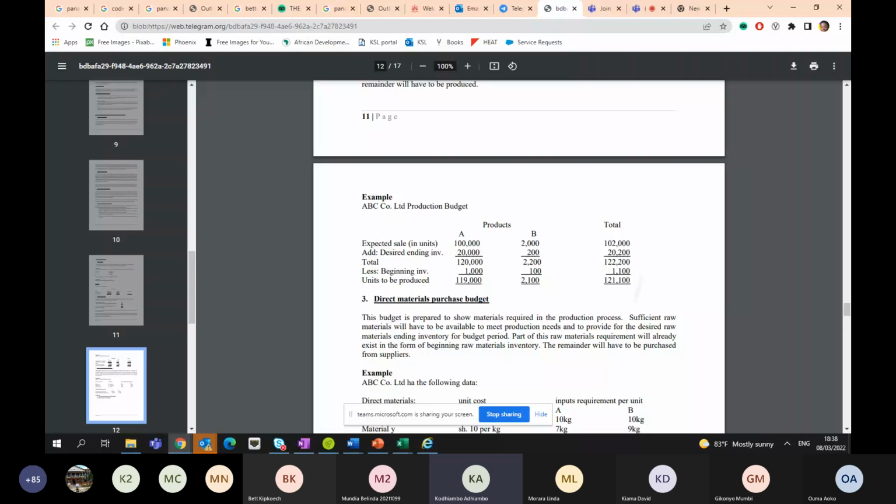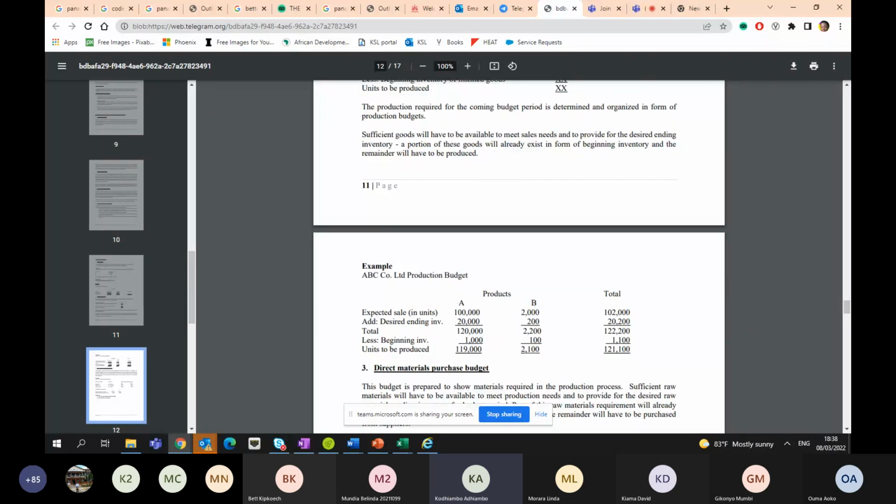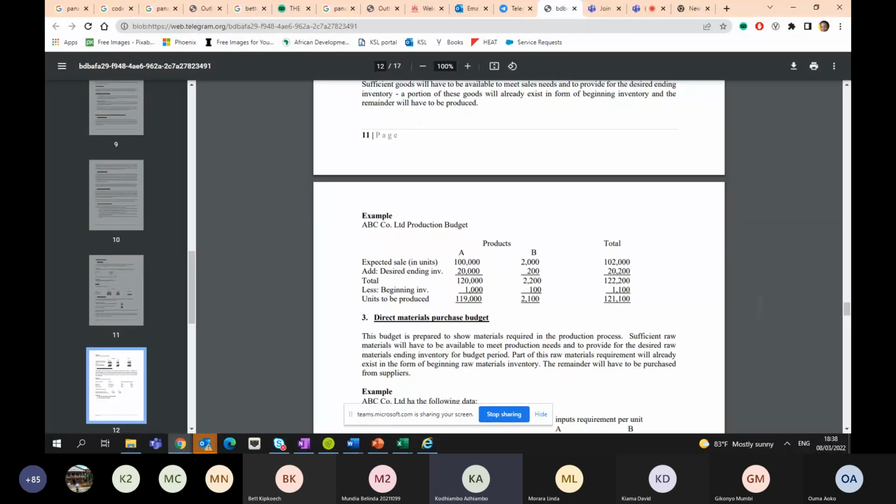So this question is asking us, I guess the essence of this question is, how many units do you need to produce? Remember, most of these questions go back from the beginning. So we need 100,000 for A, we need 2,000 for B, and in the end, to have 20,000 for A and 200 for B. So we have 120,000, we have 2,200. In the beginning, we only had 1,000, so we have to produce 119,000. In the beginning, we only had 100, so we need to produce 2,100. Does that make sense?